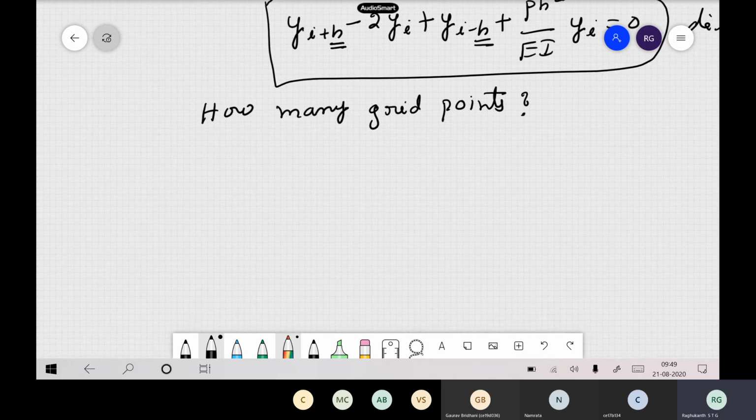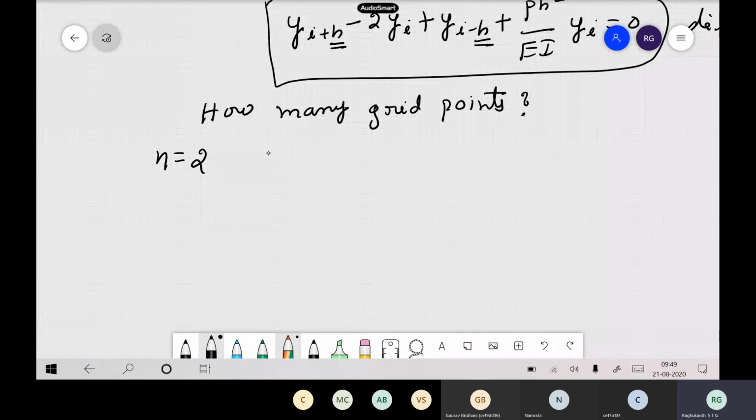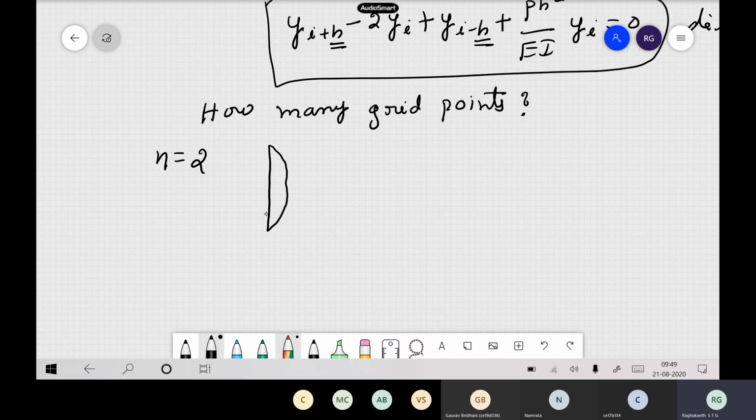For example, if you approximate the column with 2 segments, what does it mean? Your column is like this, and this is your buckling mode shape. Now you approximate this by 2 pieces. So this is i equal to 0, i equal to 1, and i equal to 2. So you have divided into 2 pieces, L by 2, L by 2. You have taken the grid points here, here, here. So n is equal to 2.